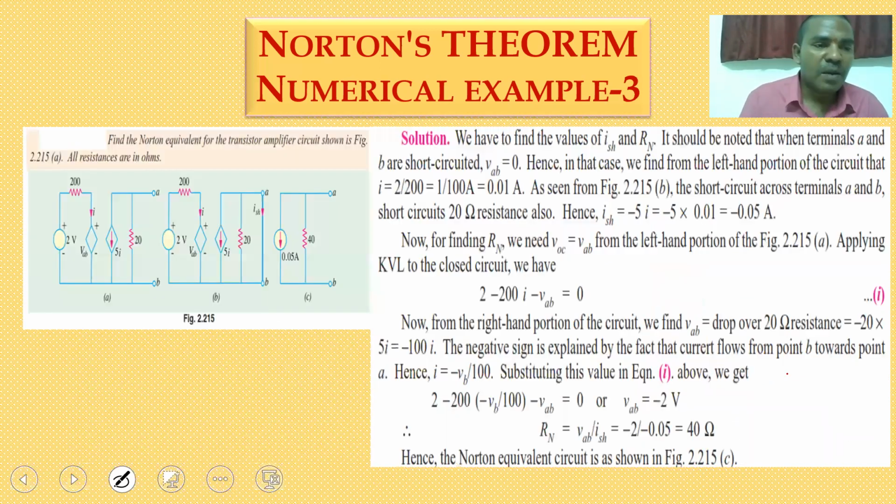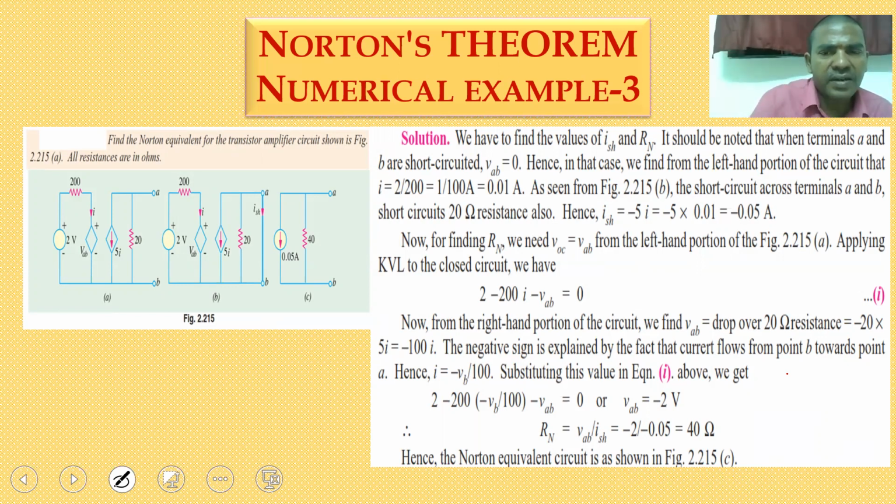So next, coming to another example. Here also we are going for the Norton's equivalent circuit for the given circuit A. For this circuit, VAB is the open circuited voltage. I is the current, and this current is flowing through the 200 ohm resistor. The net voltage is 2 volts, so I is equal to 2 by 200. So that is 0.01 amperes.